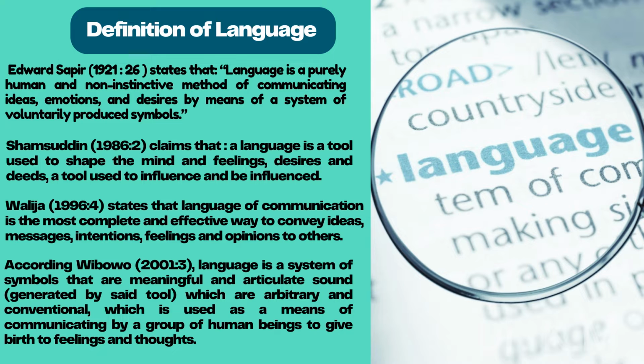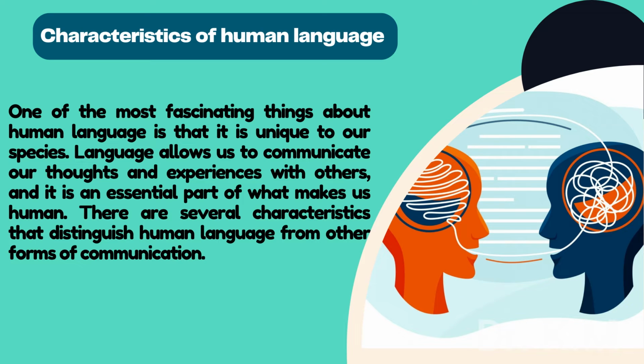According to Wibowo, 2001, page 3, language is a system of symbols that are meaningful and articulate sound, generated by said tool, which are arbitrary and conventional, which is used as a means of communicating by a group of human beings to give birth to feelings and thoughts. Characteristics of human language. One of the most fascinating things about human language is that it is unique to our species. Language allows us to communicate our thoughts and experiences with others, and it is an essential part of what makes us human. There are several characteristics that distinguish human language from other forms of communication.